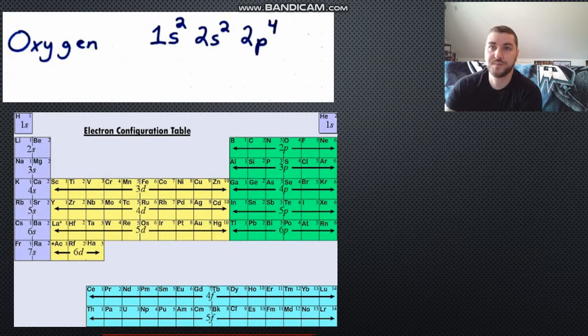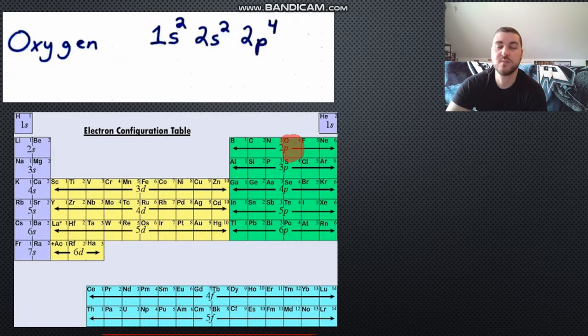So oxygen. Let's locate oxygen on the periodic table. It's right here. If you were looking at a regular periodic table that's not one that's broken into electron configuration blocks, you notice that it has the atomic number 8. So it has 8 electrons.